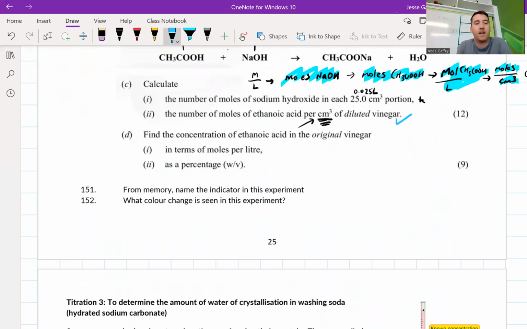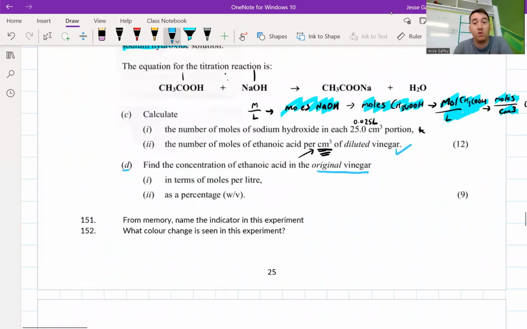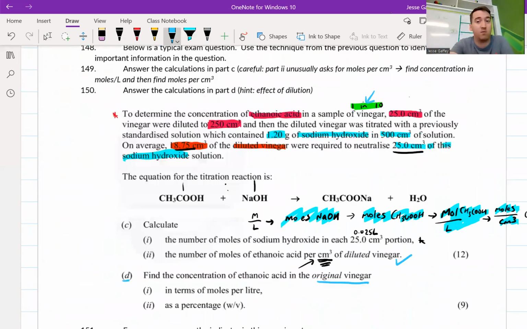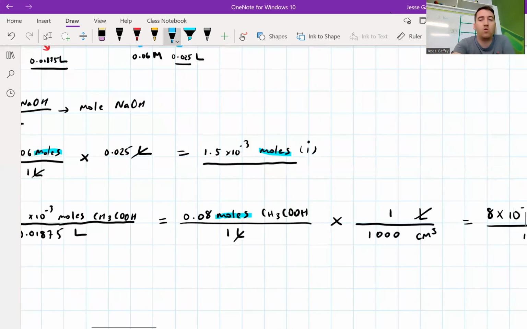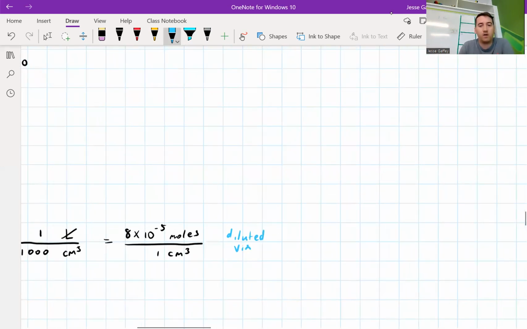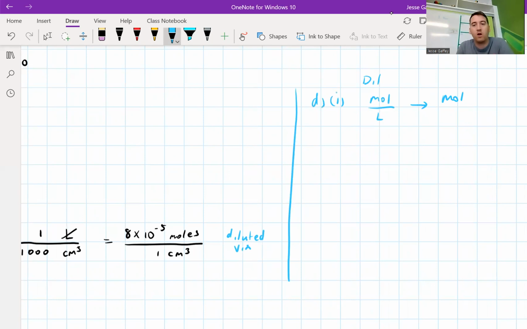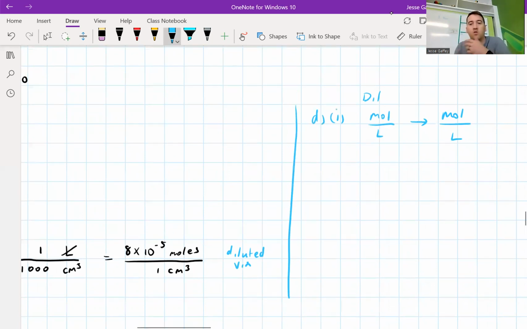All right, let's look at part D then. It says find the concentration of ethanoic acid in the original vinegar. Let's go back and remind myself what type of dilution it was. It was 1 in 10, so it should be 10 times more concentrated in terms of moles per liter. Okay, so we're going to go D part 1 here. What do we need to go? We need to go from moles per liter of the dilute vinegar to moles per liter of the concentrated vinegar.